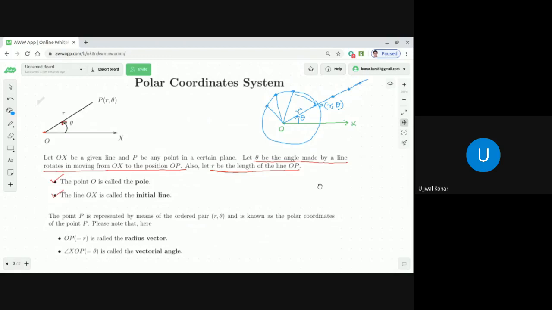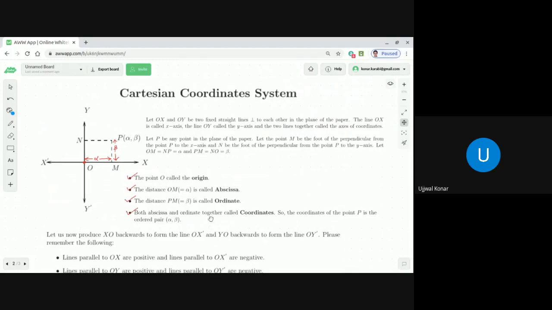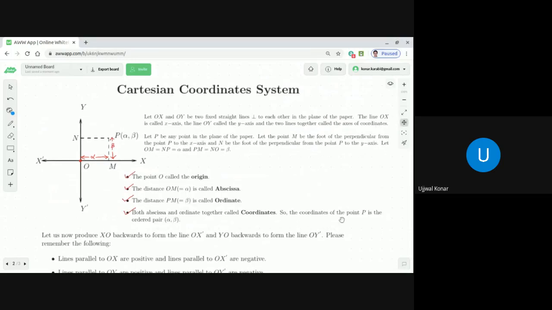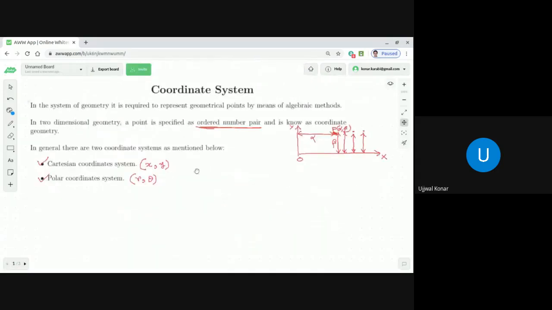Now, as I said when I started discussing, there is a relationship between the Cartesian coordinate system and the polar coordinate system. Both are used to represent the coordinates of a point. In the Cartesian coordinate system, as I said, dear students, it is in terms of x and y, as you see here, where I wrote on the first page. And in the polar coordinate system, it is in terms of r and theta.